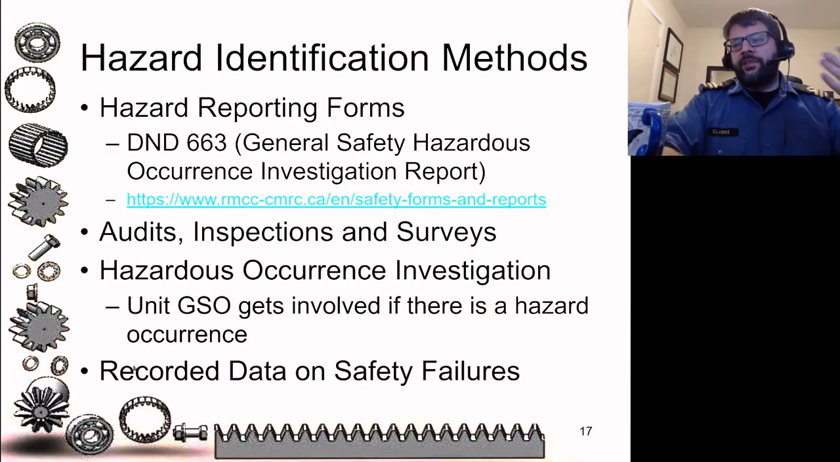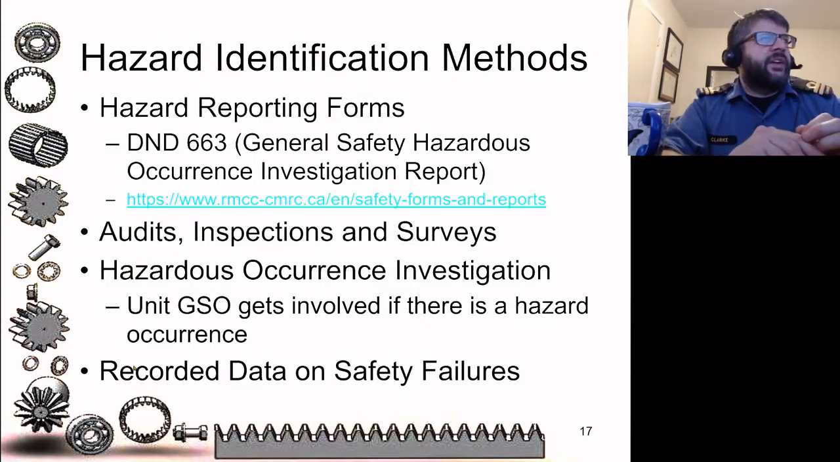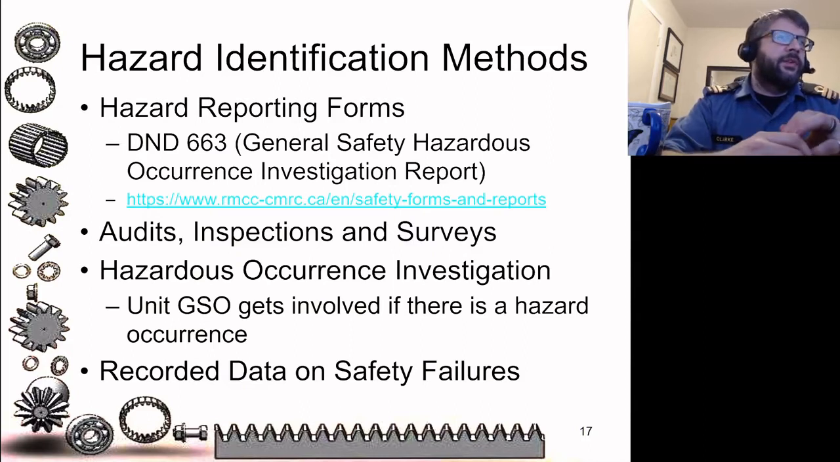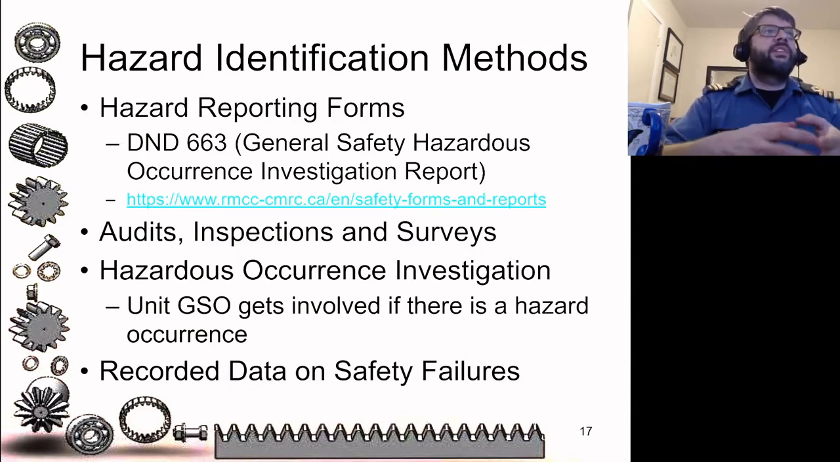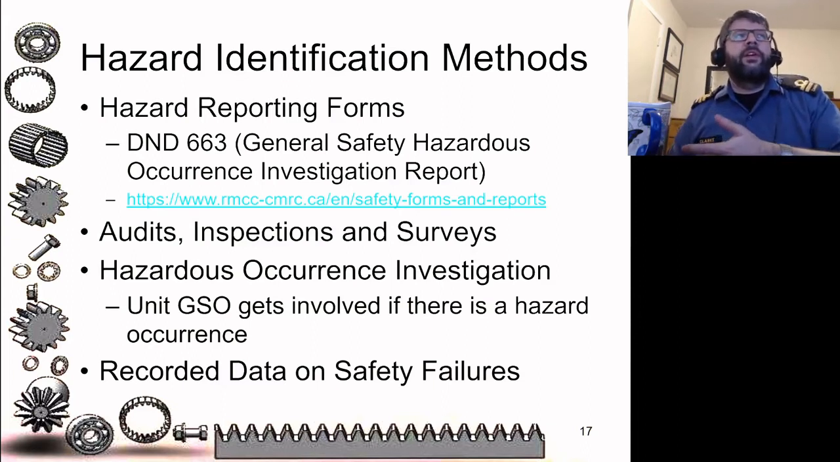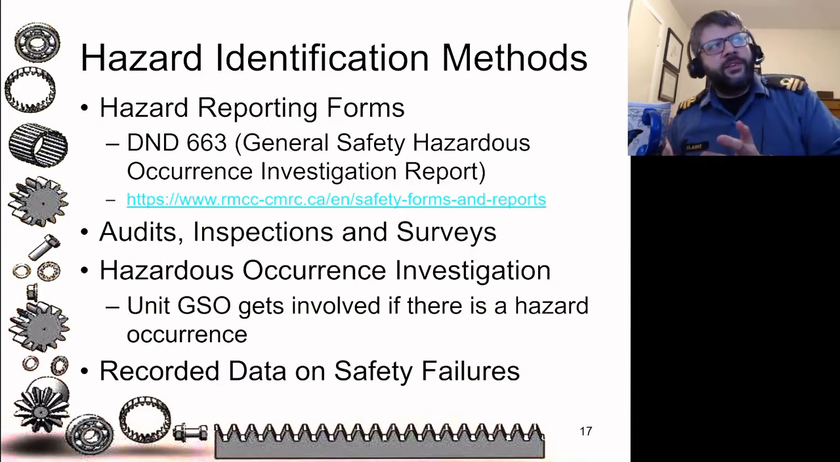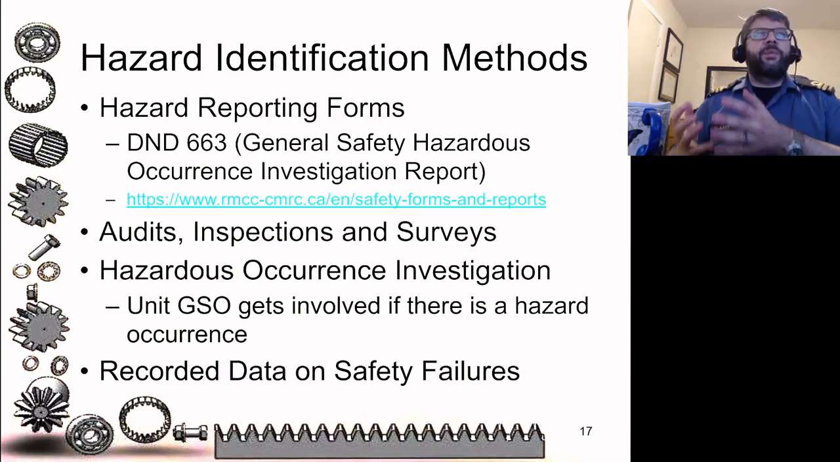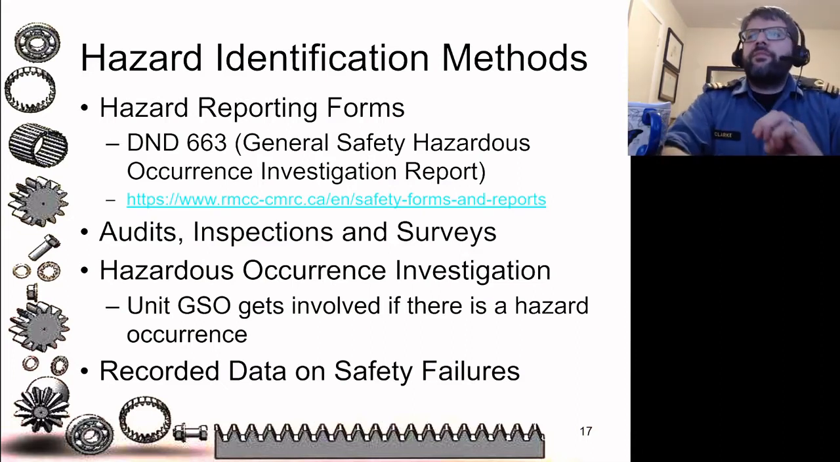So in the forces, we have methods of identifying and reporting these. The D&D 663 is the General Safety Hazardous Occurrence Investigation Report. These are to be used when hazards are identified. They're also to be used when accidents occur, because if an accident occurred, there must have been a hazard associated with it. You can't have an accident without a hazard. You may have hazards without accidents, but you can't have the one without the other.